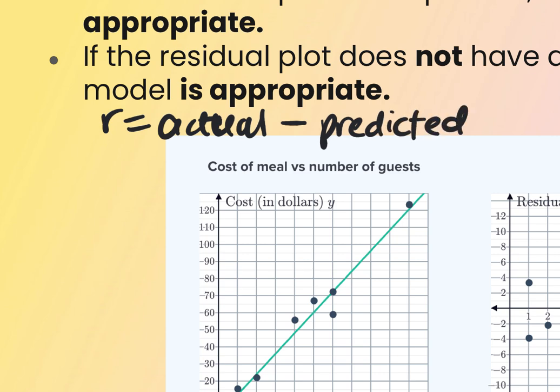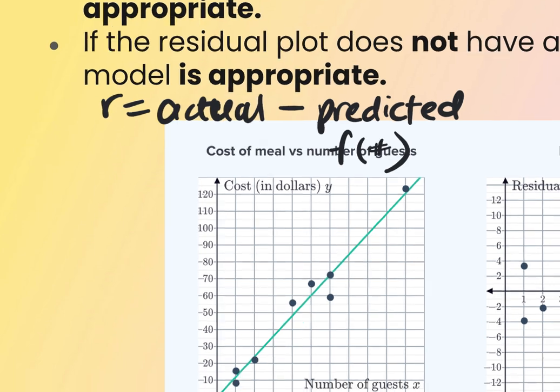So the actual is data you get from your chart, whereas the predicted would be like your F of that number. So I would find the regression, I would predict what would happen at that by doing F of whatever, and then you're going to compare the actual data to that.